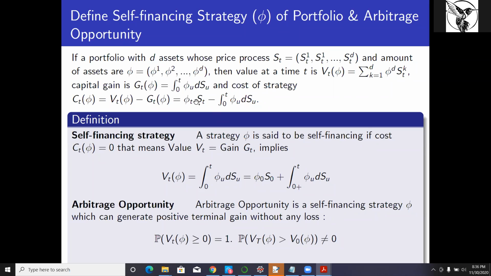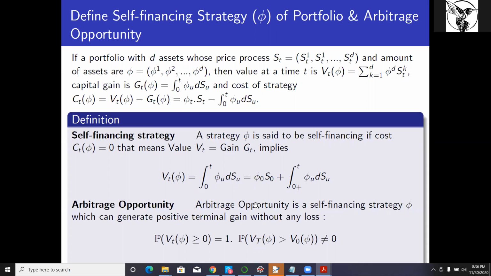Now I'm defining the cost of this particular case. The cost is basically the value minus the gain. Here I'm defining a loss or a gain with the gain function. And obviously I have the initial value of the stock.